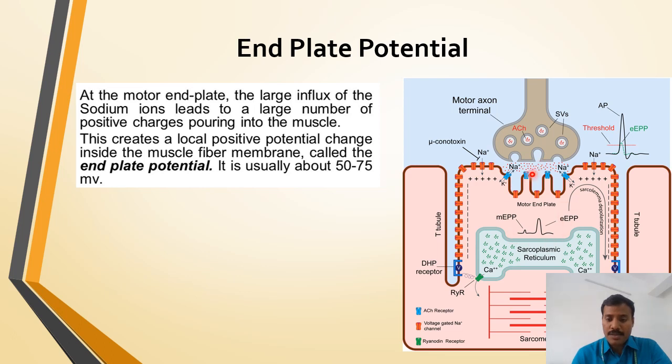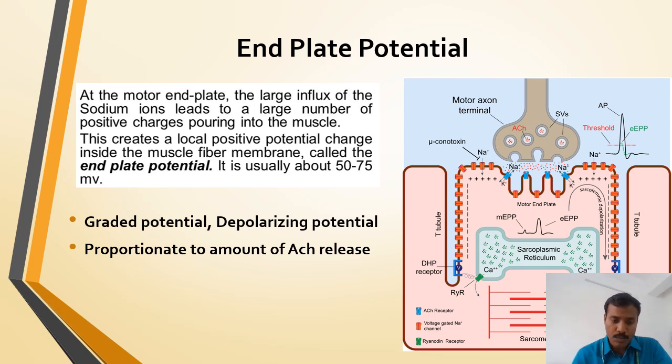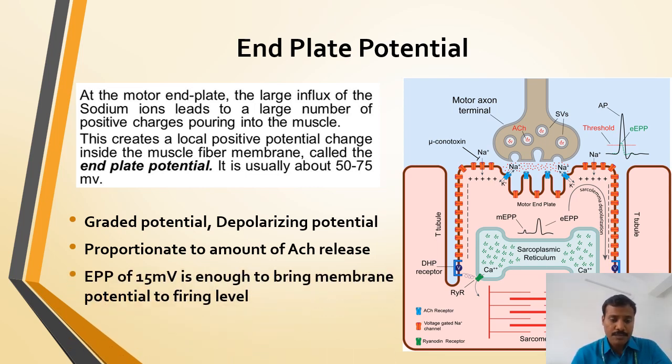So the end plate potential is actually a pre-potential. It is a graded potential. Once it reaches the firing level only, it leads to action potential. It's a depolarizing potential, proportional to the amount of acetylcholine. If the acetylcholine release is more, the end plate potential amplitude is also more. If the acetylcholine release is less, the amplitude is also less. So if more acetylcholine is released, it is definitely going to fire. It reaches the firing level and leads to action potential. An end plate potential of 15 millivolts is enough to bring the membrane potential to firing level.